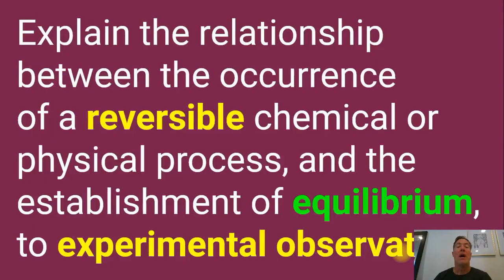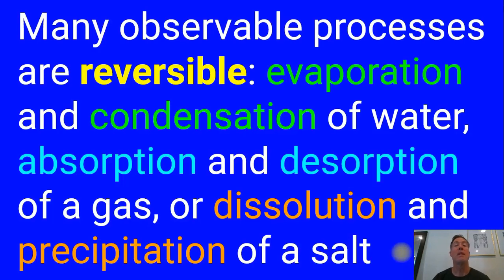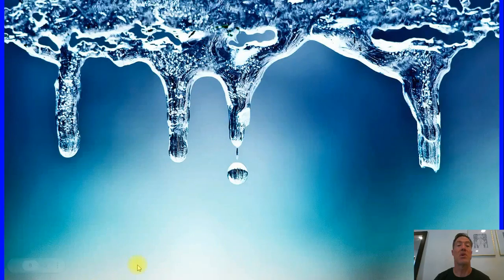Many chemical and physical processes are reversible, which means they can go in either direction, and they will eventually settle down into an equilibrium where both the forward and the reverse reactions are at the same rate. And so the concentrations of both the reactants and the products stop changing. We see reversible processes in many places in nature. We see the evaporation, for example, and condensation of water. We see the absorption and desorption of a gas. We see the dissolution and precipitation of a salt.